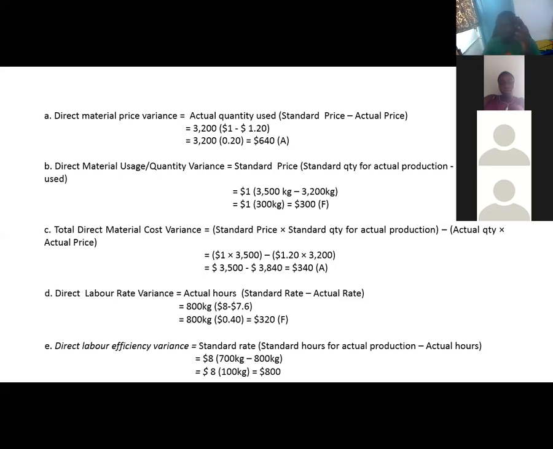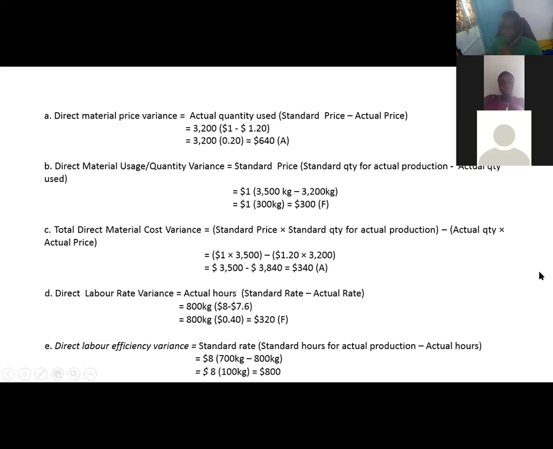Okay, so it has to do with you finding the difference between the standard cost and the actual cost. So now we must group all the standard cost in one bracket. Here, all into bracket, we have standard price and then standard quantity for actual production. Standard price times standard quantity for actual production. So you realize that the standard costs are in one bracket.